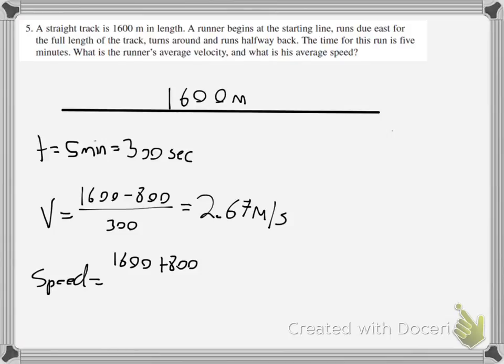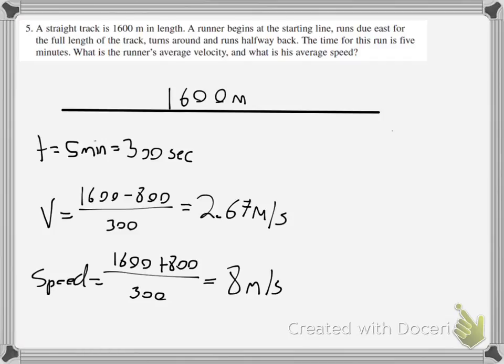So the speed would be the opposite. We know speed is distance divided by time. Therefore, we would do 1600 plus 800, which is the total distance that he ran, and divide by 300 to give us 8 meters per second. So there we see that concept of making sure you know when to use displacement and when to use distance. It's going to be very important when you're having to calculate velocity and speed, as we saw in this problem.